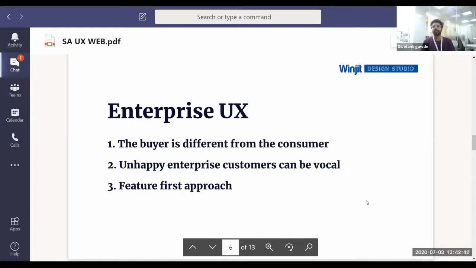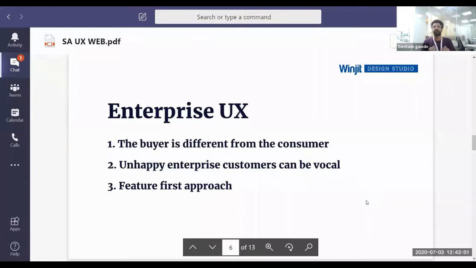And third is complexity. The level of complexity in enterprise experience and consumer user experience will vary. Just imagine an experience for an airport management system and an experience for ordering food. There is a vast difference between the complexity of those two problems. So certainly, the complexity difference is there.